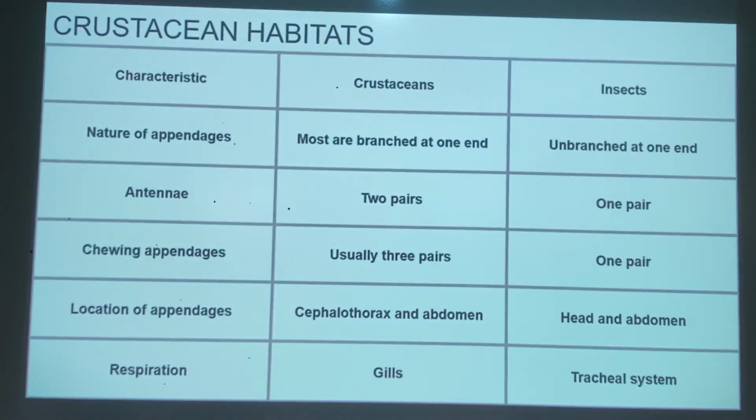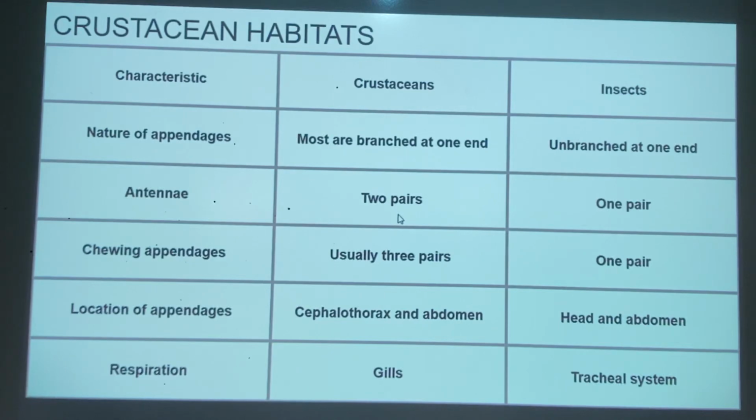And then just to compare crustaceans and insects. So the nature of their appendages or what they look like. Crustaceans are going to be branched at one end. So they kind of have like toes. And then insects are not going to be branched. They're going to be more like walking on sticks or crutches.